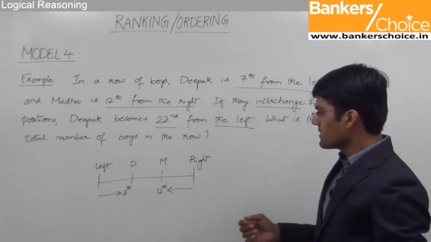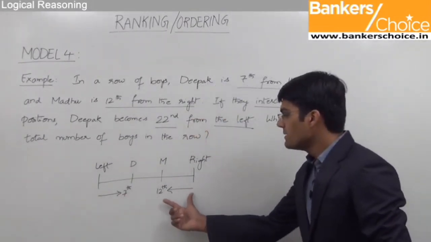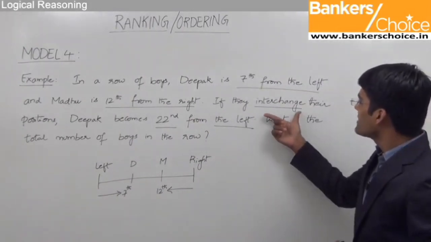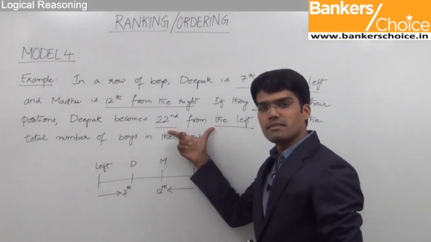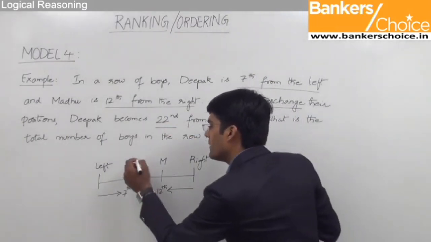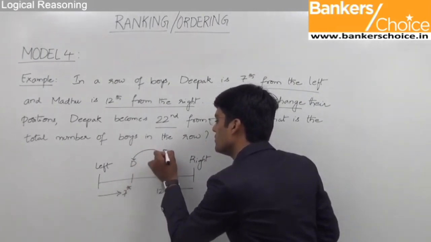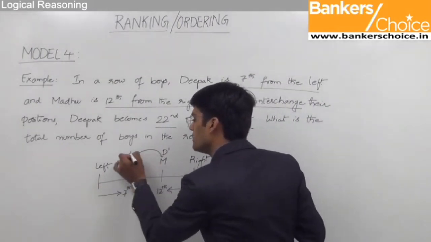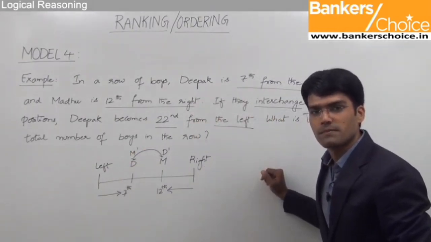So as given in the question, we know that Deepak is 7th from the left end and Madhu is 12th from the right end. But when they interchange their positions, Deepak becomes 22nd from left. As we can understand that when these two persons interchange their positions, Deepak's new position will be same as Madhu's old position, and Madhu's new position M dash can be taken same as Deepak's old position.